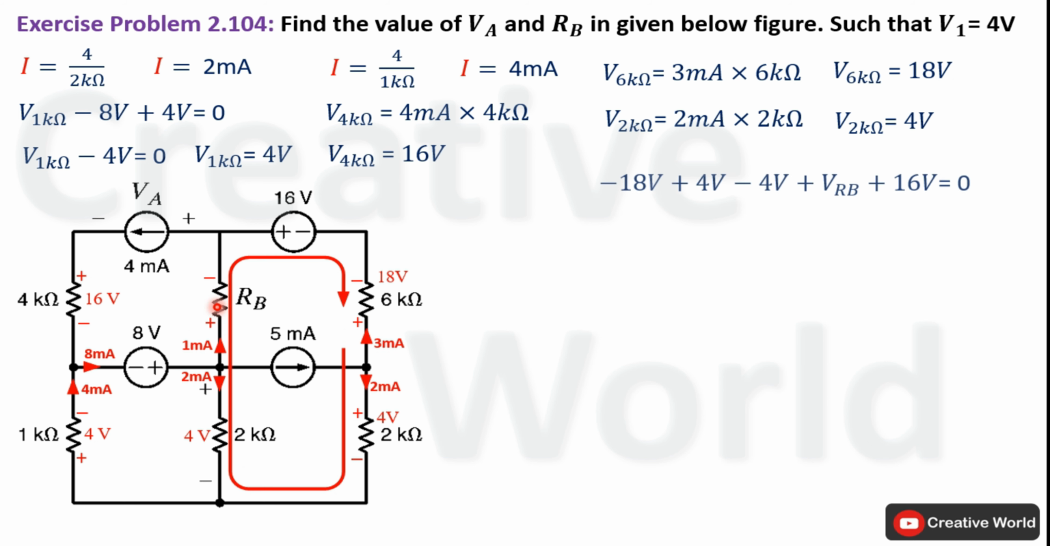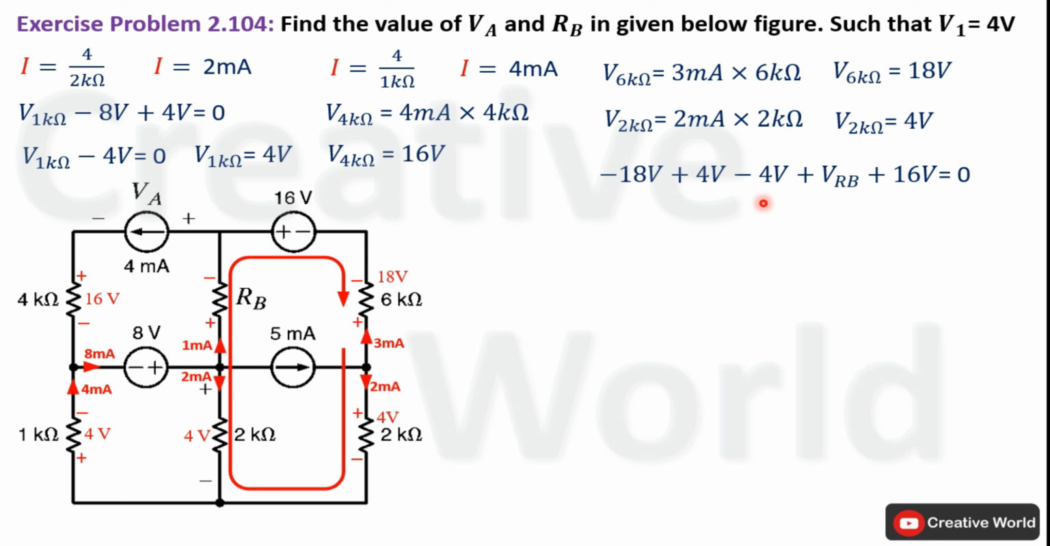Write KVL equation for this closed loop. Start from here. Current entering terminal is negative, so 18 volt will be taken with negative sign. Next, current entering terminal is positive, so 4 volt will be taken with positive sign. Next, current entering terminal is negative, so 4 volt will be taken with negative sign. Next, current entering terminal is positive, so voltage across RB will be taken with positive sign. And at the end, current entering terminal is positive, so 16 volt will be taken with positive sign.